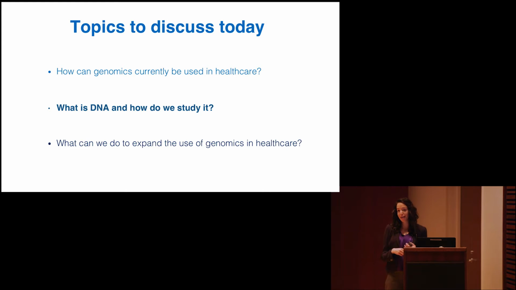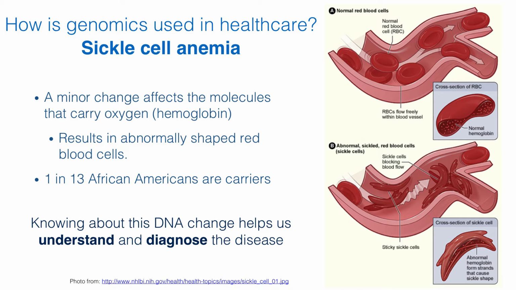today. So I have several different examples of ways that we can use it now to give you a flavor for how your DNA can be interpreted in terms of your healthcare. So the first one is sickle cell anemia. So this is a classic textbook example where there's just an extremely minor change in an individual's DNA.